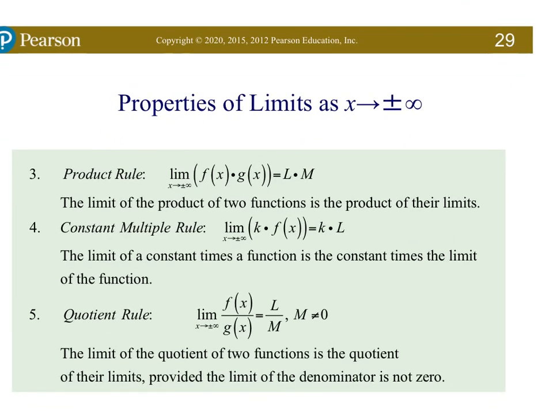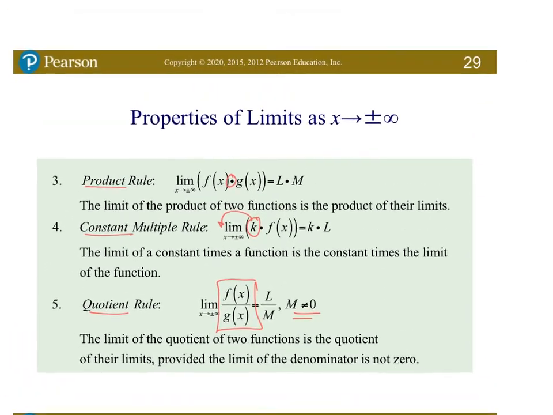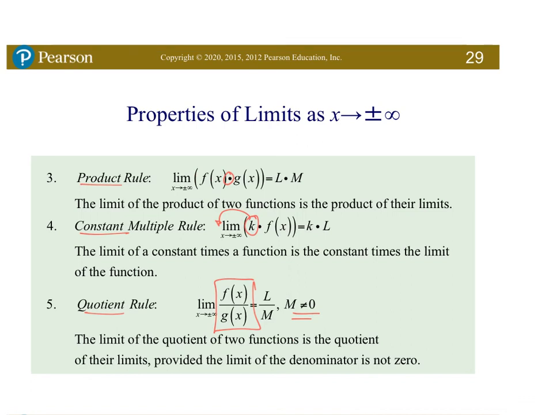You can multiply limits. That's called the product rule. The constant rule: if you have a constant, you can pull that out in front of your limit. Constants only, not variables. For multiplication, you're allowed to pull the constants out. And quotient, you are allowed to divide as long as you don't have 0 in the denominator. So these are the properties for limits of what you can and can't do.